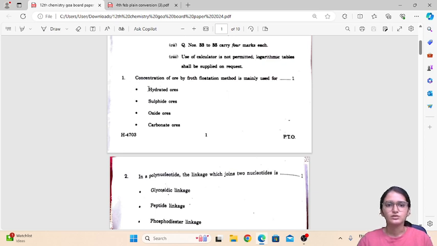First question here is: concentration of ore by Froth flotation method is mainly used for dash. Now in our metallurgy chapter we have learnt different methods for concentrating ores. One of those methods is Froth flotation method, and in that we use specially the sulfide ores. There are many methods such as hydraulic washing, magnetic separation, then Froth flotation. In Froth flotation process we mainly use which ores? Sulfide ores. So here the correct option will be sulfide ores.